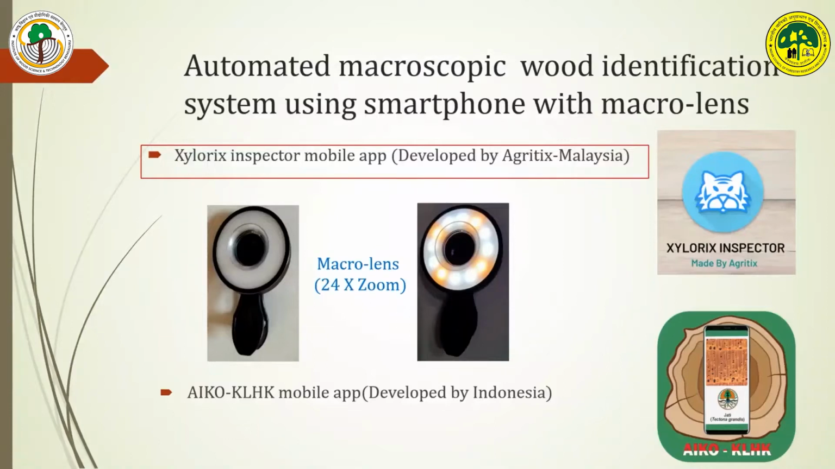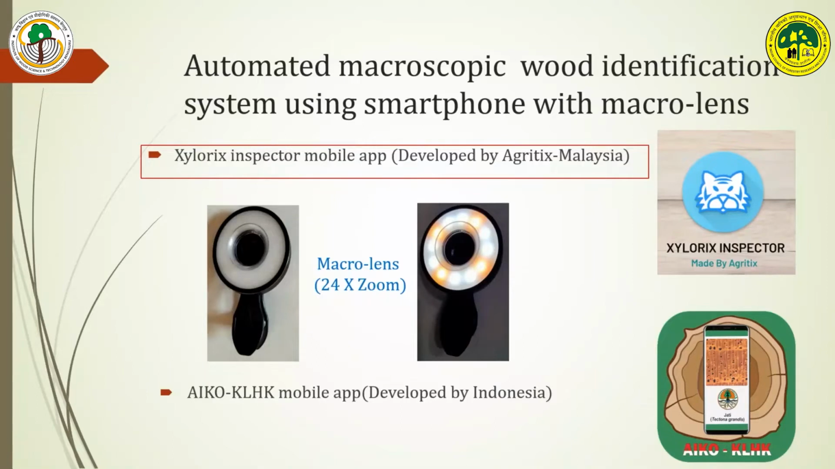So, automated macroscopic wood identification system using a smartphone with a macro lens. There are certain apps worldwide that are used to rapidly identify any wood. The first one is the Xylorix Inspector mobile app, developed by Agritix Malaysia. Before that, they had already checked most of the things in collaboration with FRIM in Malaysia. They developed the Xylorix Inspector app in collaboration with the GTTN.